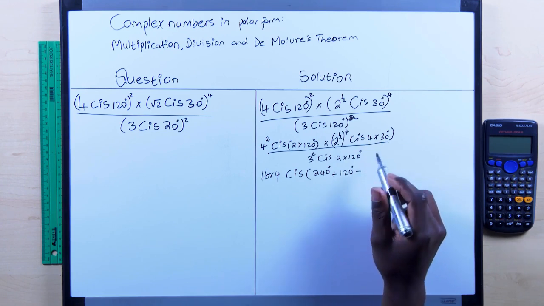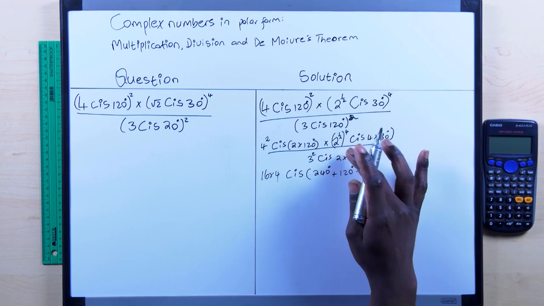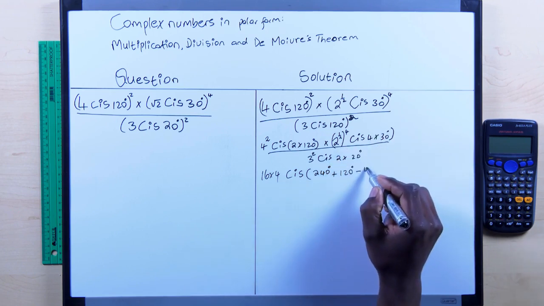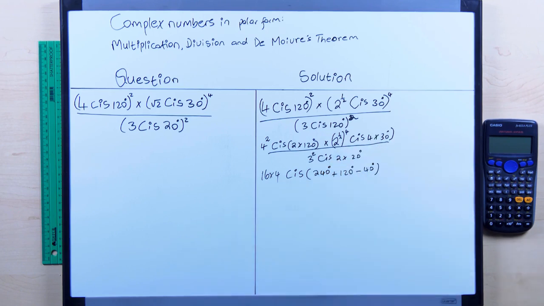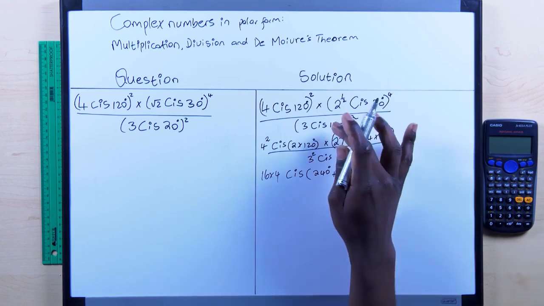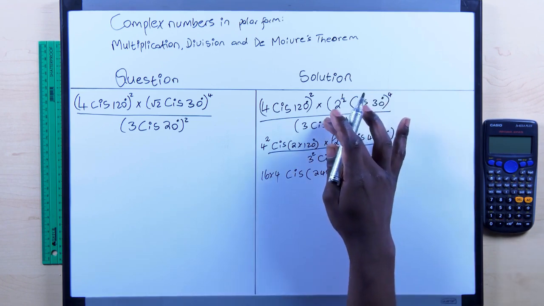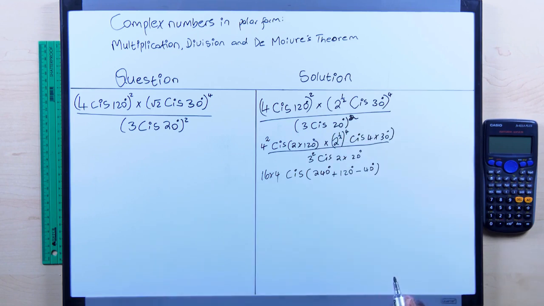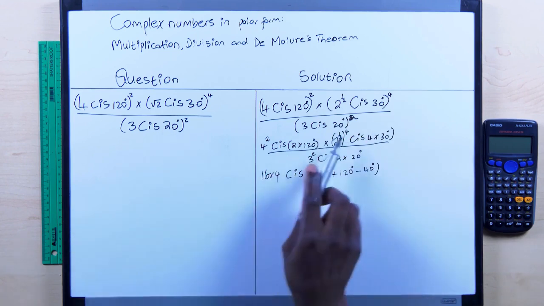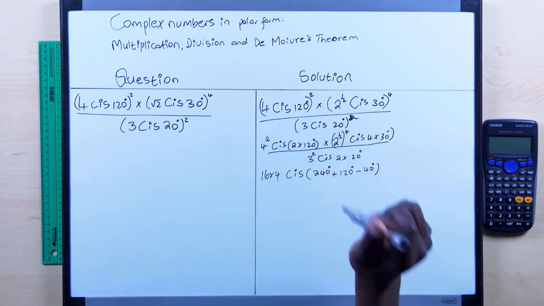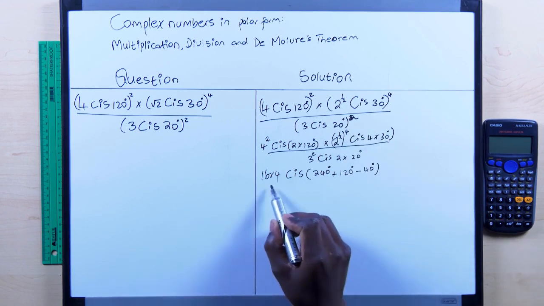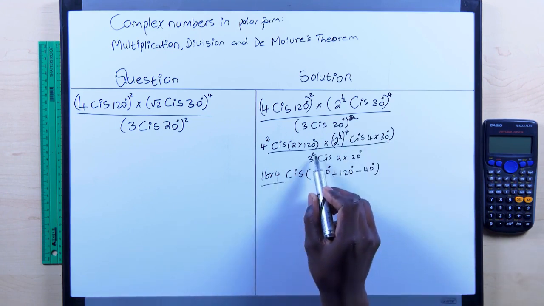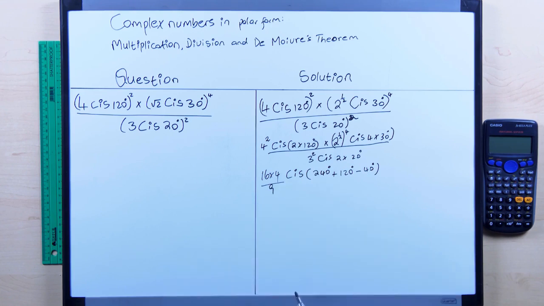No. This is 20, not 120. Sorry. 2 times 20 is 40. My bad. Also here, let's correct that. It's not 120, it's 20. Pardon me for that. It was just an error. And then we divide this by 3 to the power of 2, which is 9.